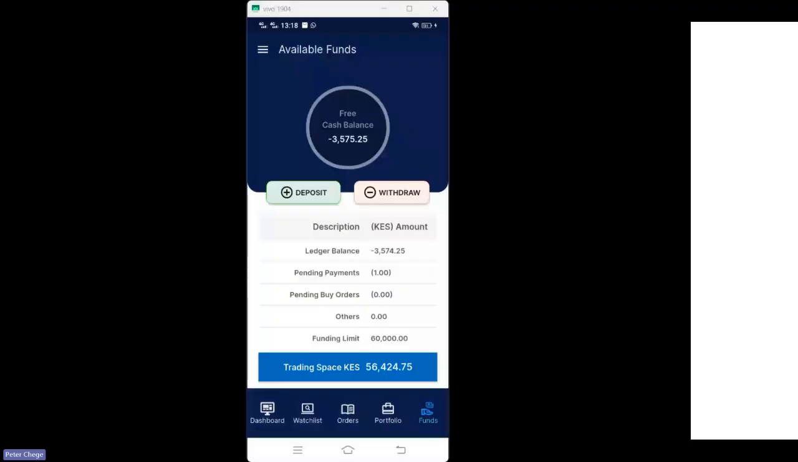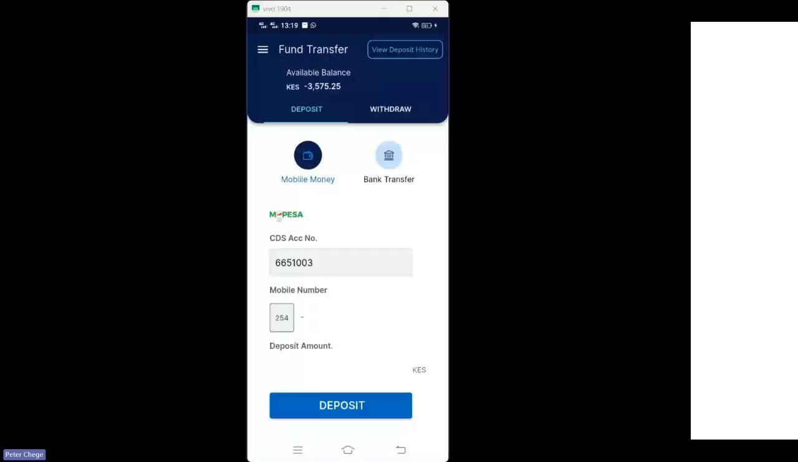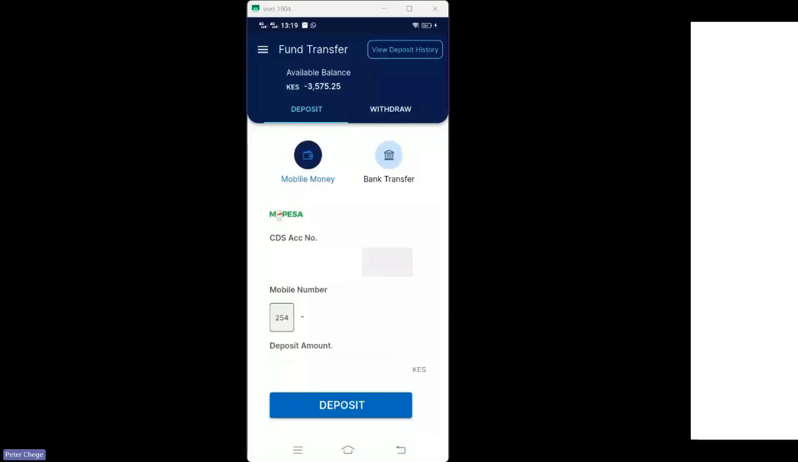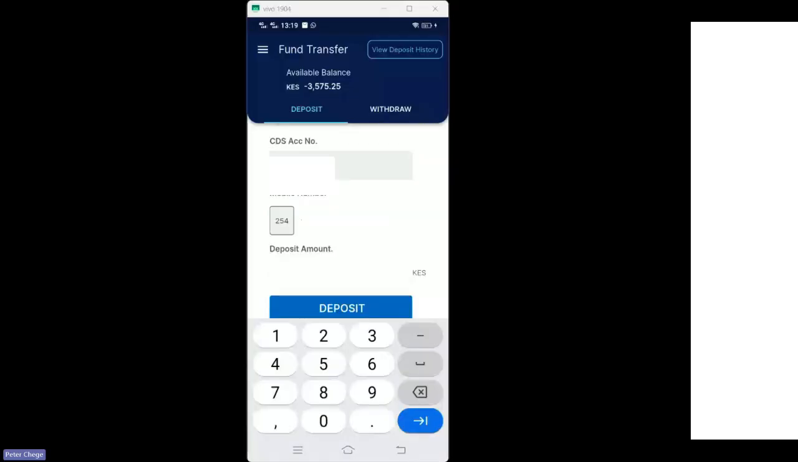So now to deposits, you click deposit. We have mobile money. You only need to put the CDSC number. And please, don't use this CDSC number. It's my account. Then you put the mobile number that you want to pay with. Then you put the amount, like let's say it's 100. You want to see whether you can deposit that 100. Let me put the number.